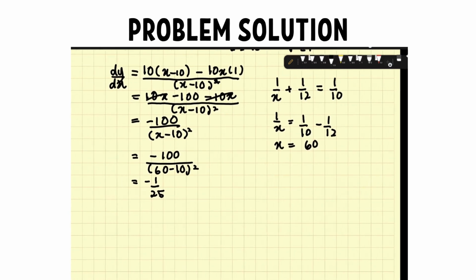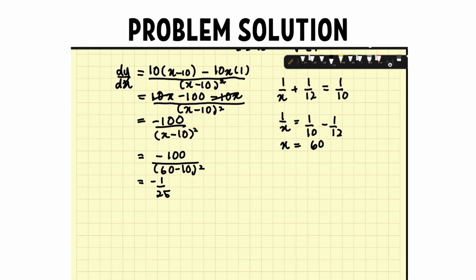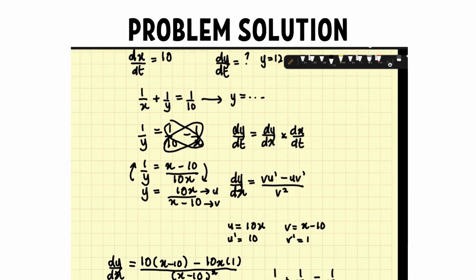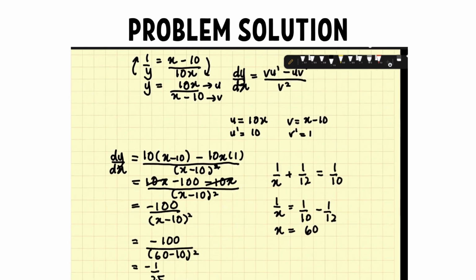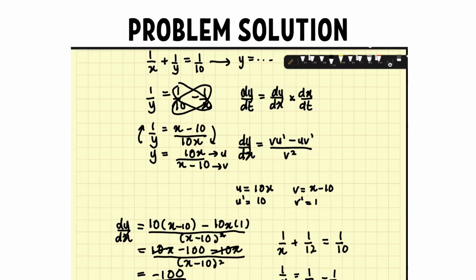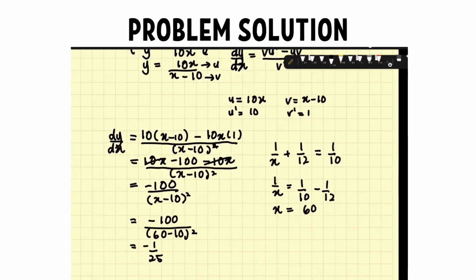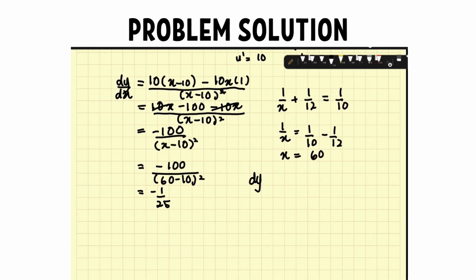And then we just have to substitute the value of dy/dx and the value of dx/dt in this chain rule method. So it will be dy/dt = -1/25 times 10, and we will get the value of dy/dt is -2/5, or -0.4 centimeter per second.